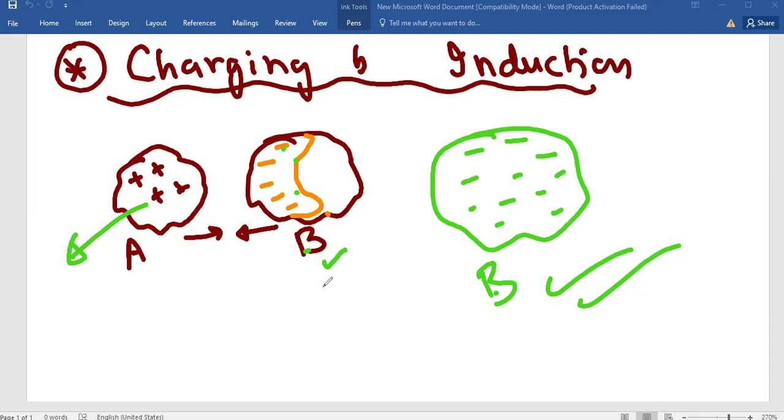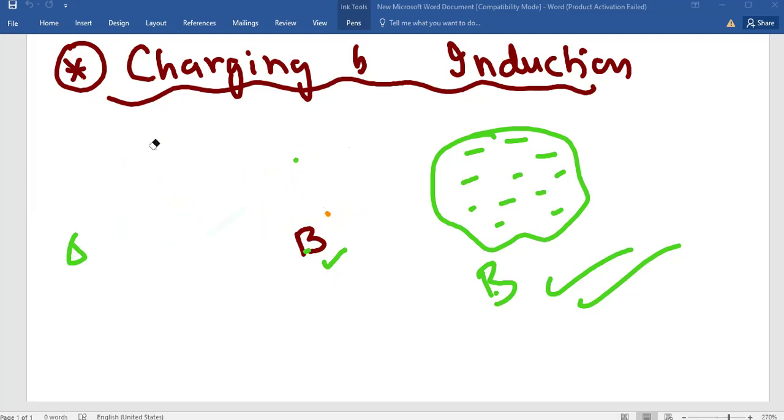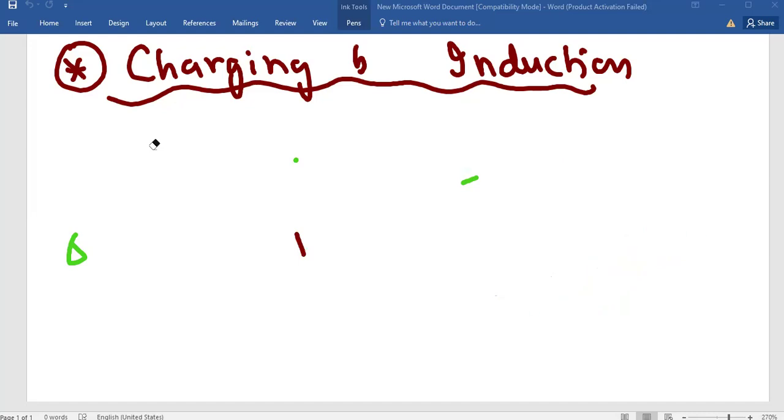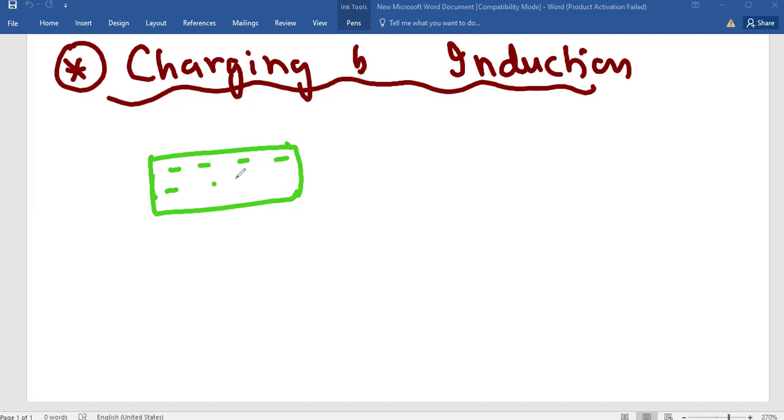Understood? Okay. Now let us see another example of the same type. Let us take one body which is negatively charged, and we have one neutral body here. Now we want to charge this neutral body. So this is A, this is B.